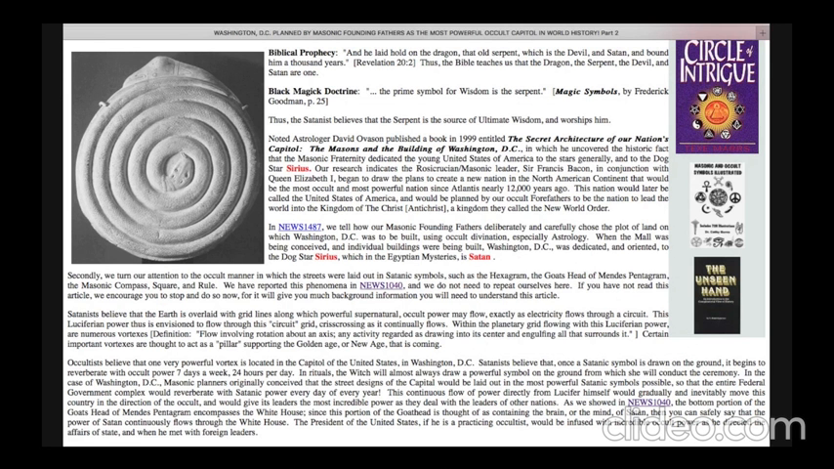And he laid hold on the dragon, that old serpent, which is the devil and Satan, and bound him a thousand years. Revelation 20. Thus the Bible teaches us that the dragon, the serpent, the devil, and Satan are one. Black magic doctrine: the prime symbol for wisdom is the serpent. Thus the Satanist believes that the serpent is the source of ultimate wisdom and worships him.